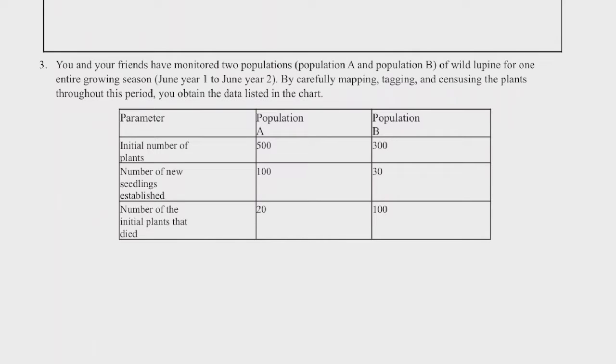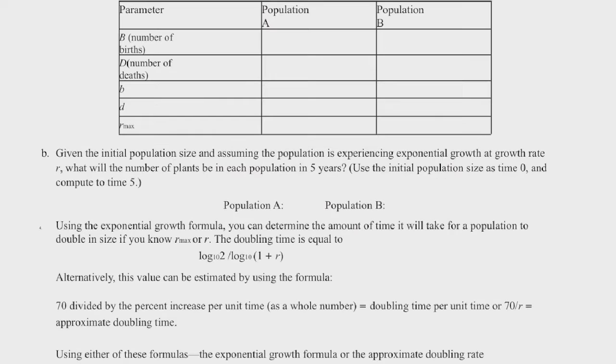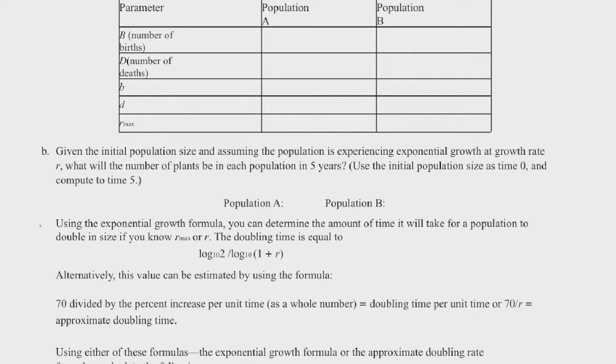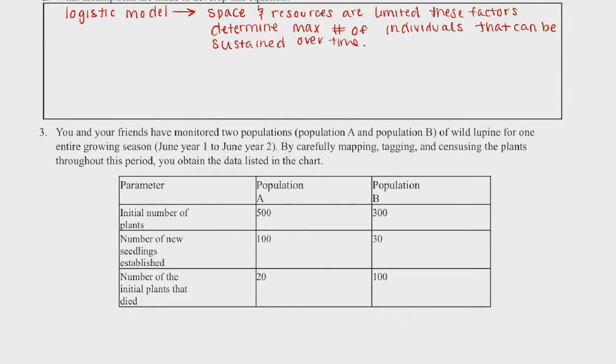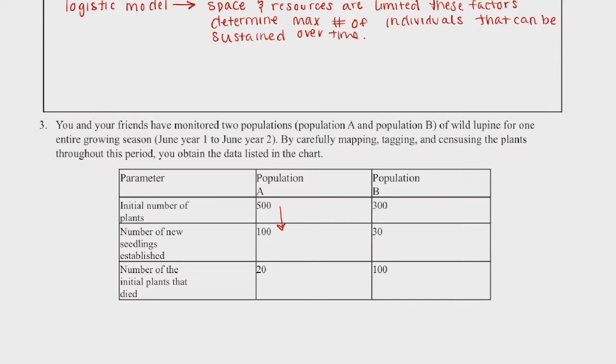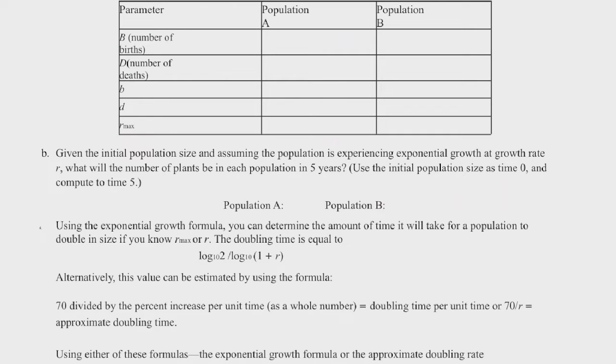So using this information, we just need to calculate the parameters for each population. So for A, we're looking at number of births and deaths. We see here new seedlings established is 100, and the number of initial plants that died is 20. So therefore, we would have 100 new births, 20 deaths.